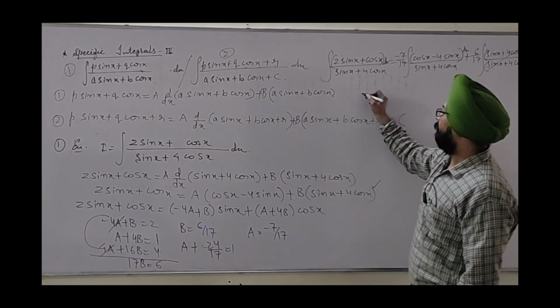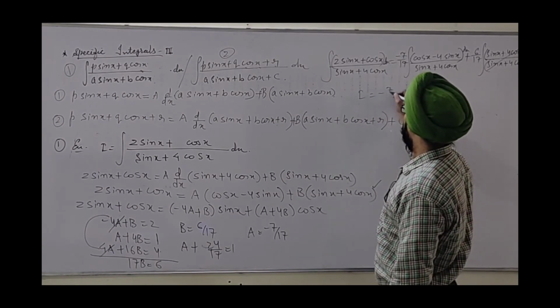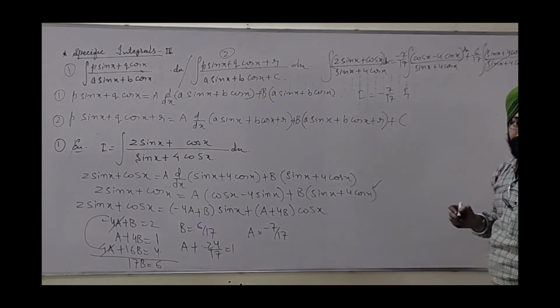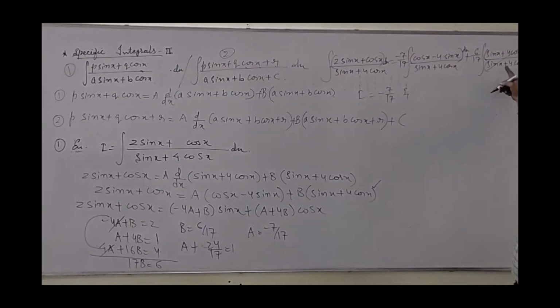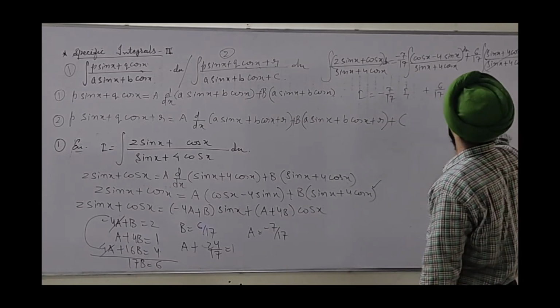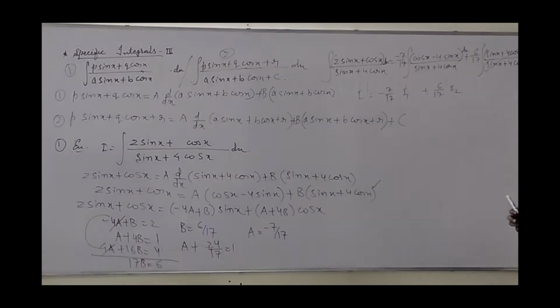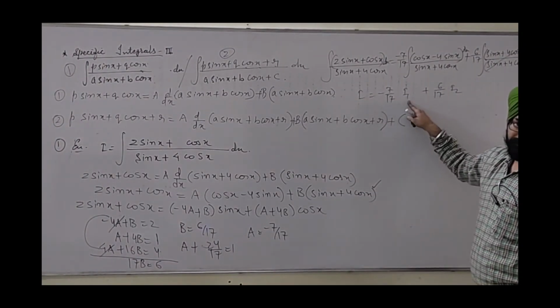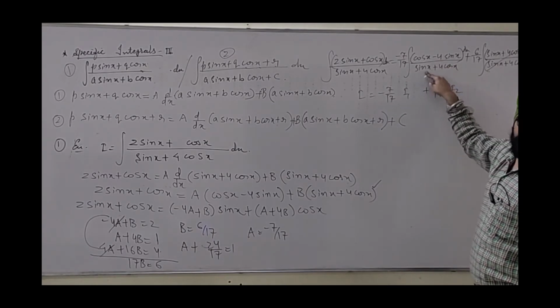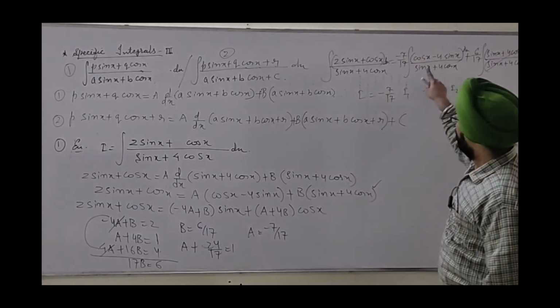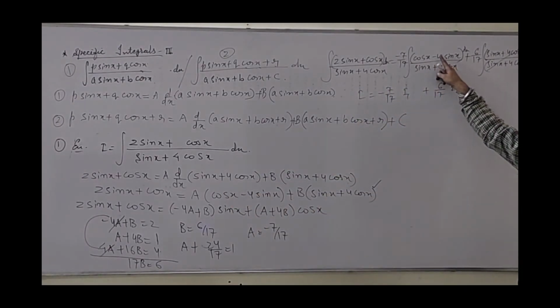So this can be written as minus 7 upon 17 I1, and here we can say this is 6 upon 17 I2. But how to solve them? It's not very difficult. Let me explain. If you focus on I1, this numerator we obtained by the differentiation of the denominator only. You will always get the numerator as the differentiation of the denominator when you separate.